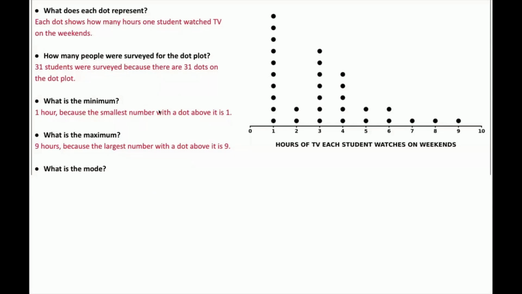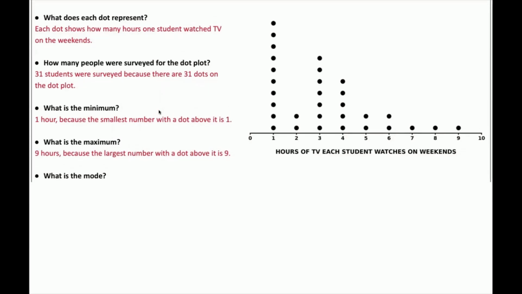What is the mode? The mode is the number with the most dots. Mode most. So the number with the most dots is 1 hour. So the mode is 1.